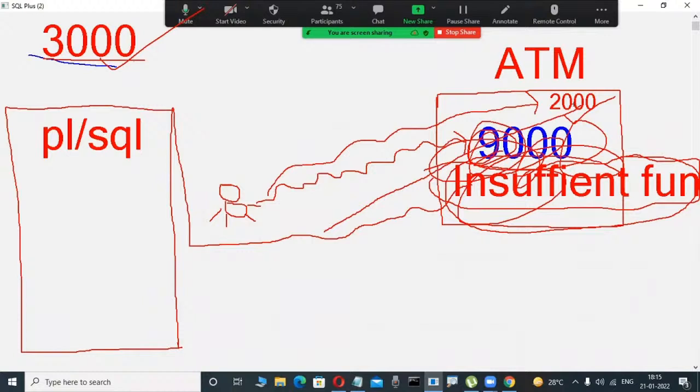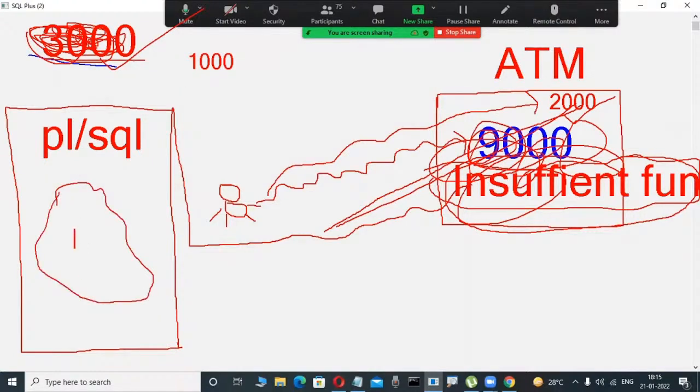Now, whenever we withdraw 2,000, what is the available balance? Here 3,000 minus 2,000 is 1,000. That I want to affect in my database. Otherwise, if you withdraw 2,000 and still 3,000 is available, the total banking system would collapse. All those transactions are written through coding only. That's why PLSQL developers are required in a project for writing this type of coding.